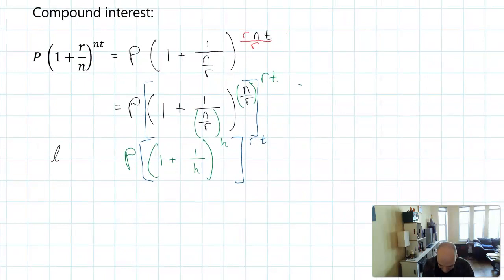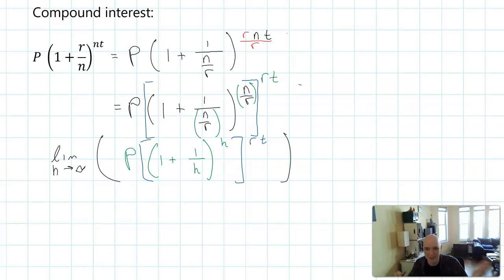Well, if I now take the limit as h goes to infinity of this, which is maybe a step you haven't seen before, but bear with us for a minute. You're basically saying let h get very big. This is e. So then we get P e to the rt. That's the Pert formula. So that's when we say e is the result of continuous compounding.